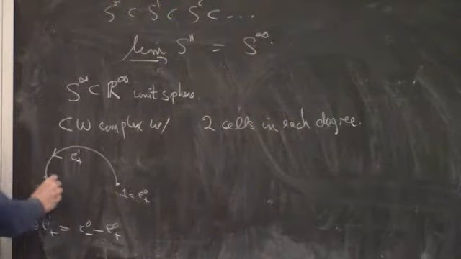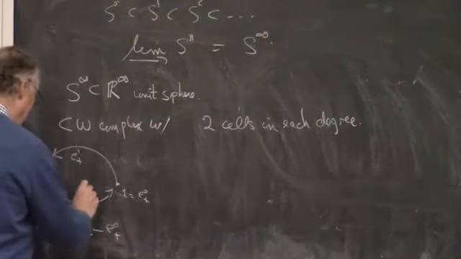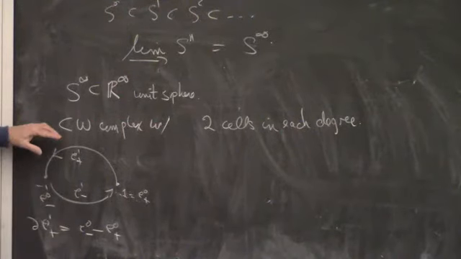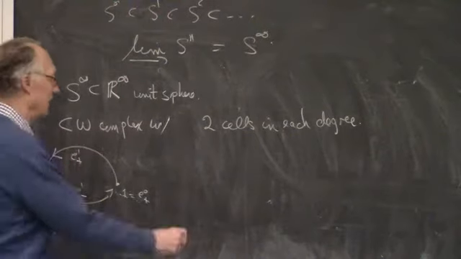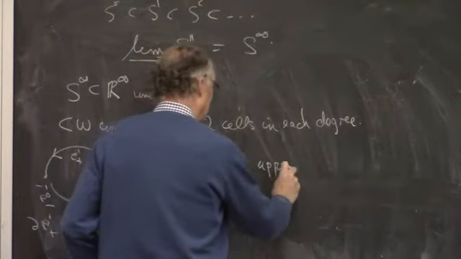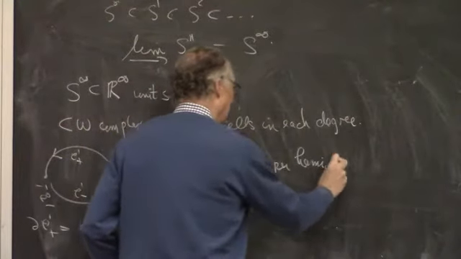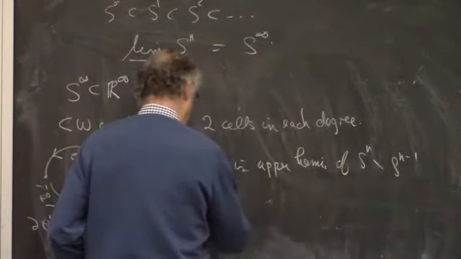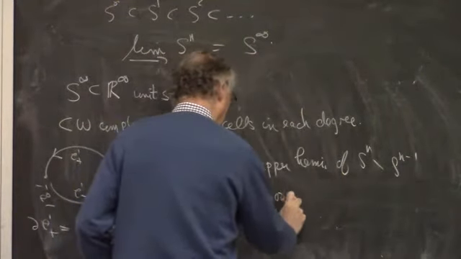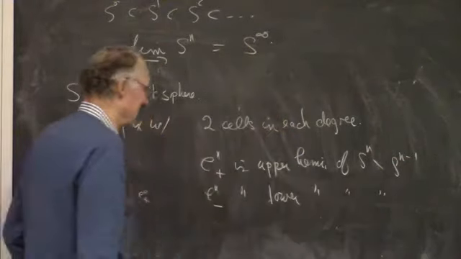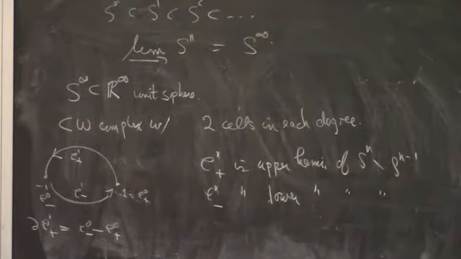And then we have e_1^-, and then we have e_2, the upper hemisphere, and that's e_2^+. We have e_2^-, the lower hemisphere. So e_n^+ is the upper hemisphere of S^n minus S^(n-1), and e_n^- is the lower hemisphere. Okay, so there's our cell decomposition.